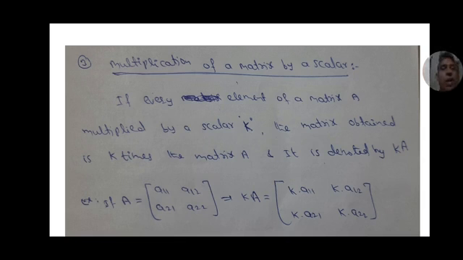Okay. In today's class we discussed the definition of a matrix, order of a matrix, and types of matrices. In that: rectangular matrix, square matrix, row matrix, column matrix, null matrix, diagonal matrix, scalar matrix, unit matrix, upper triangular, lower triangular. Next, equality of matrices. Next, operations: addition, subtraction, scalar multiplication. Okay.